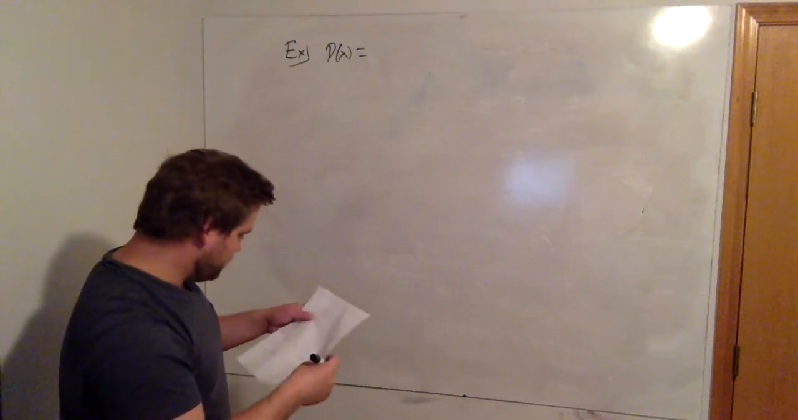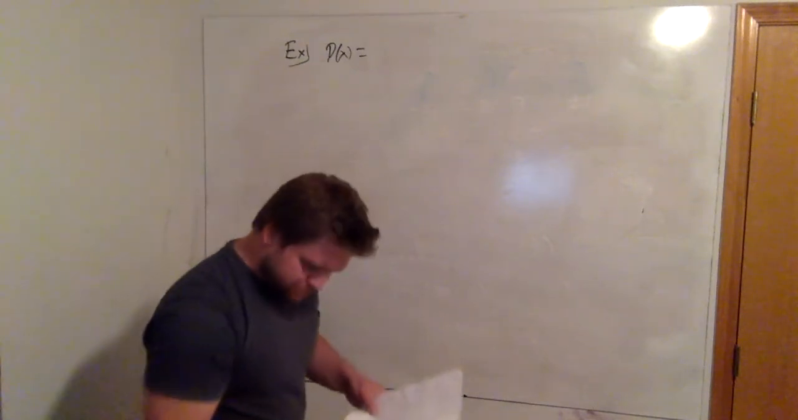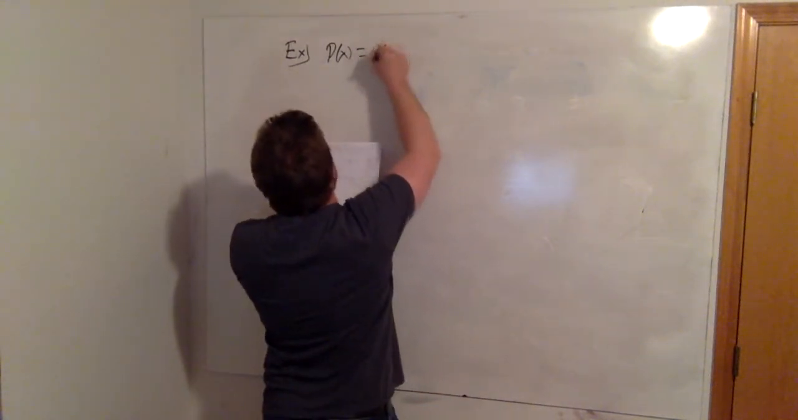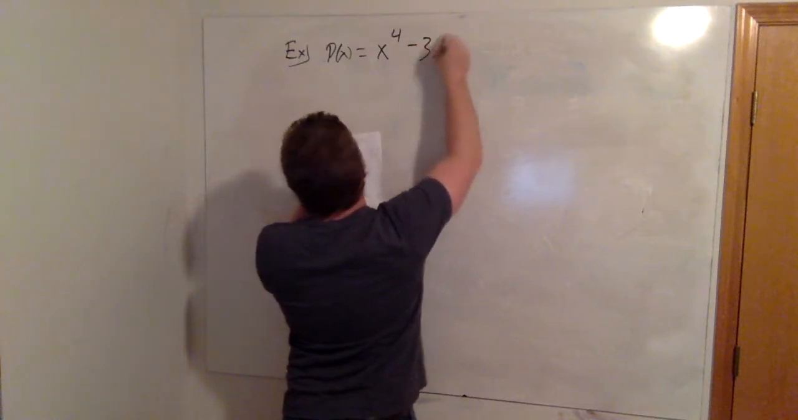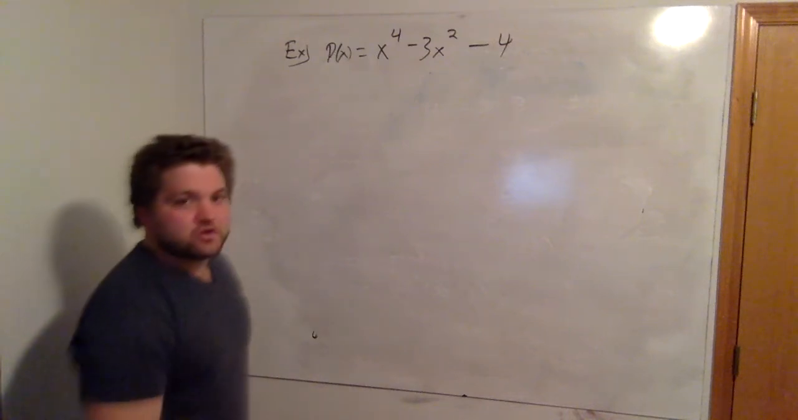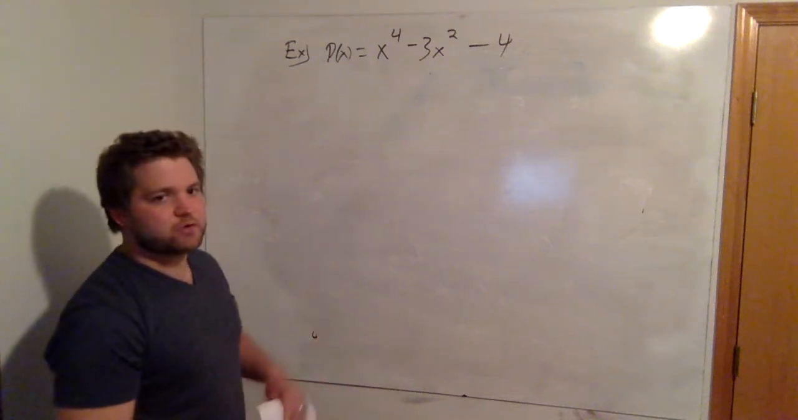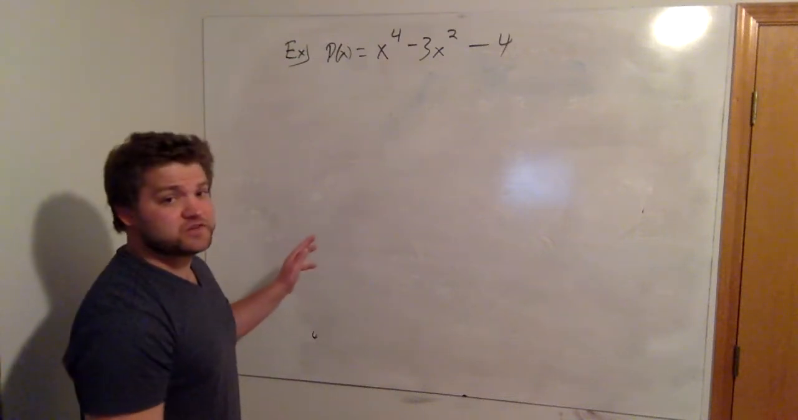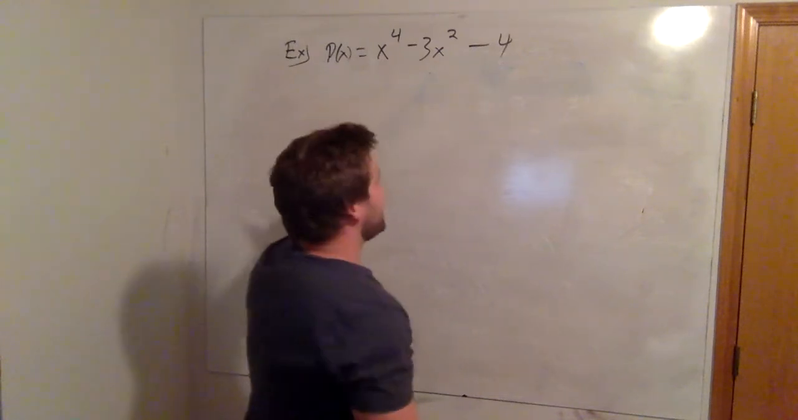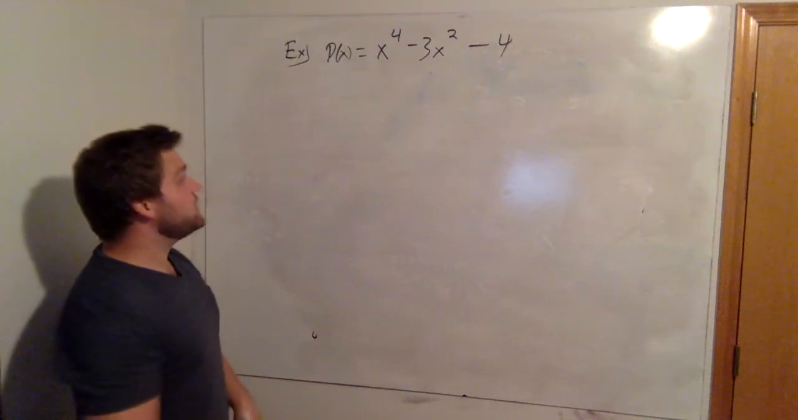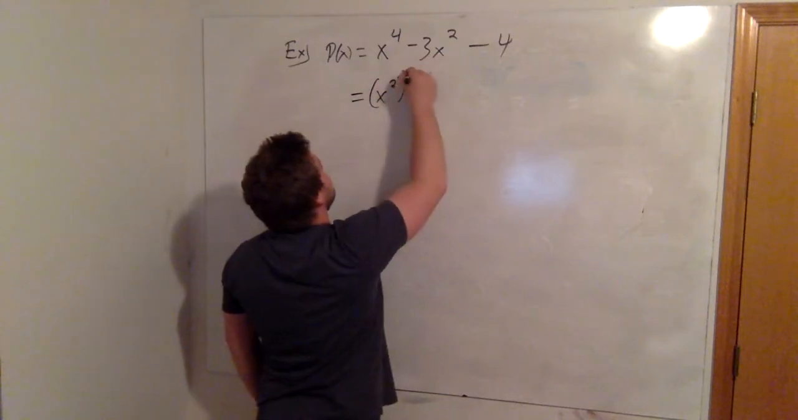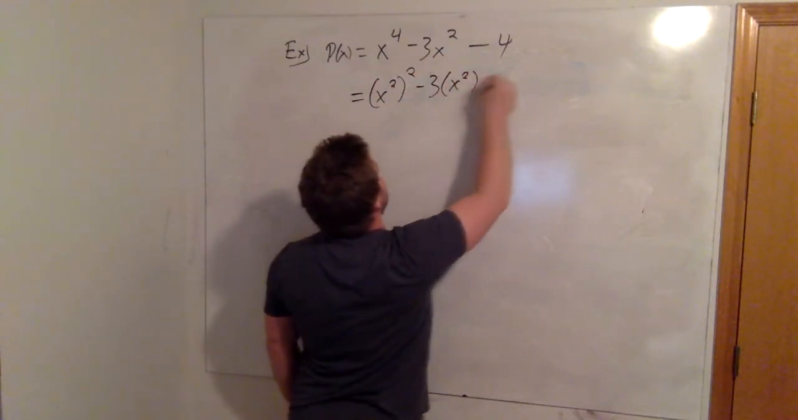Okay. So let's say we have this polynomial. P of x is equal to, how about x to the 4th minus 3x squared minus 4. This is a great example of a polynomial that's quadratic in form. If you wanted to, you could do synthetic division on this. You could check plus or minus 1, plus or minus 2, plus or minus 4. But I don't want to go through that long synthetic division if I can hopefully notice that this is quadratic in form. So this is going to be x squared squared minus 3x squared minus 4.